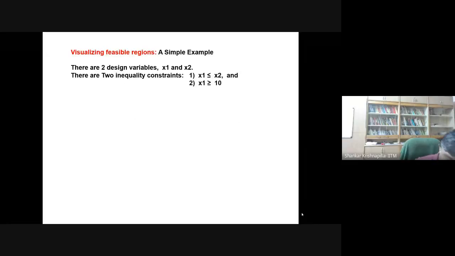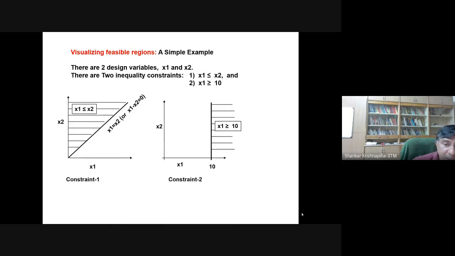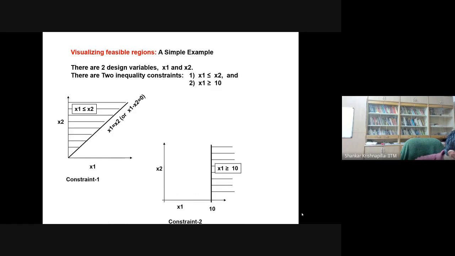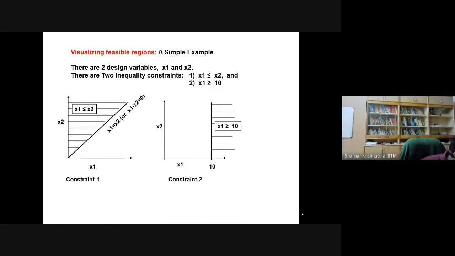Okay, we'll continue the lecture. Oh, what I've written is gone up to this slide. Okay, so we have plotted the two slides, the two constraints, constraint 1 and constraint 2.